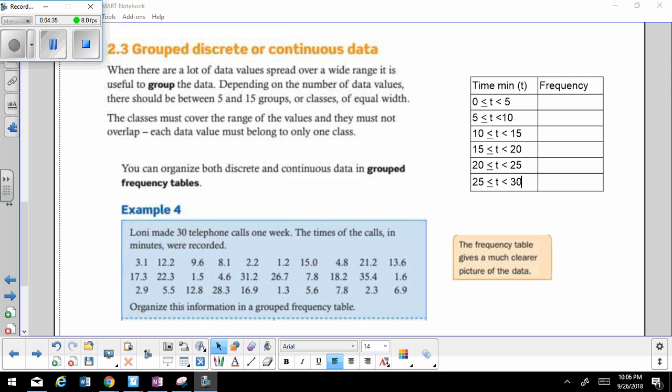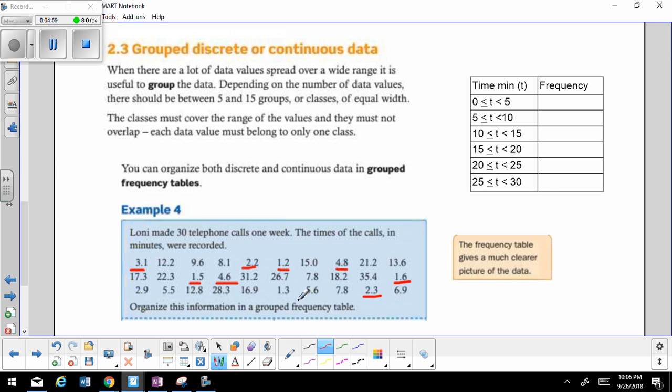Now I'm going to start counting things up. We've got 3.1. That falls into my 0 to 5. That works. That works. Still looking for more 0 to 5 ones. Oh, and we've got 31 minutes there, so it looks like we need to go past 30. And we got a 35.4 here, so I'm going to add 2 more groups so that we can include everything up to 40.